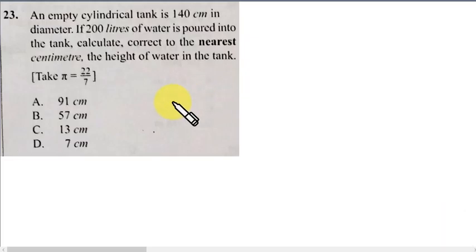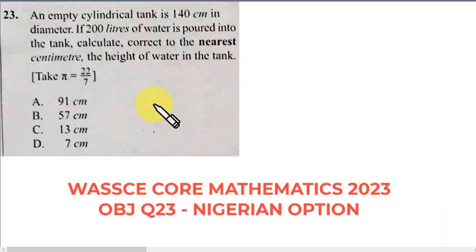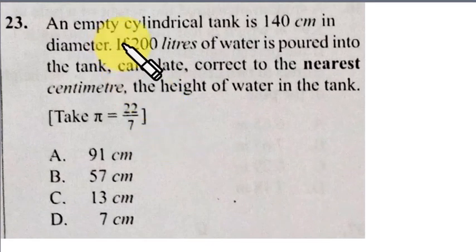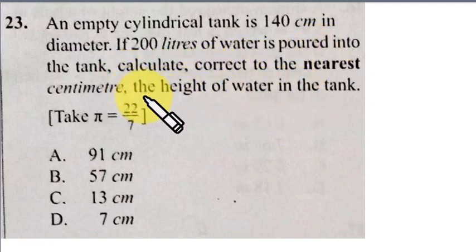In this video, we'll look at the WASSCE 2023 General or Core Mathematics, the Nigerian paper, objective question number 23. And it says that an empty cylindrical tank is 140 centimeters in diameter. If 200 liters of water is poured into the tank, calculate, correct to the nearest centimeter, the height of the water in the tank. Take pi equals 22/7.